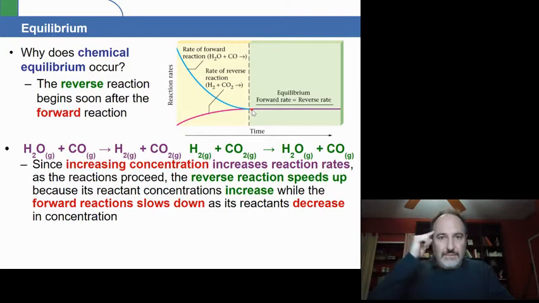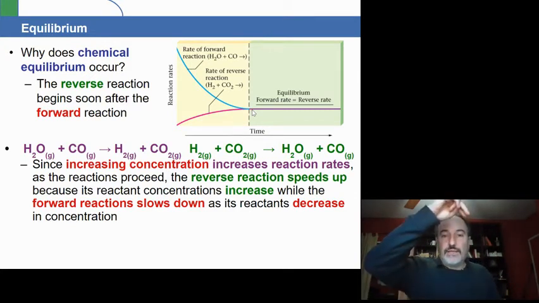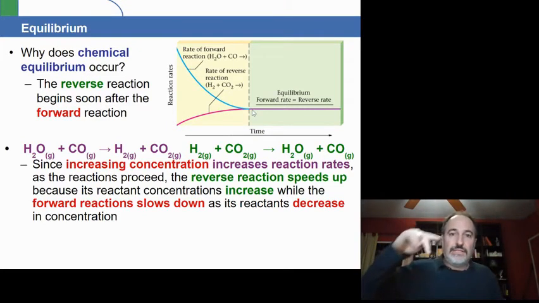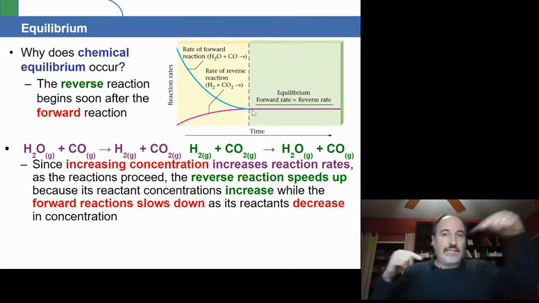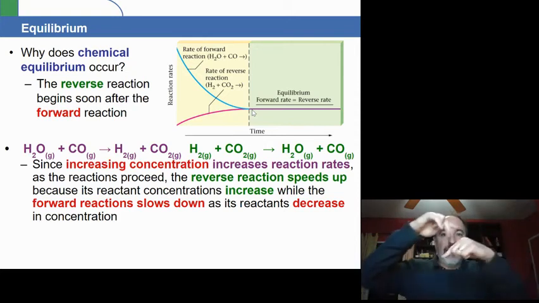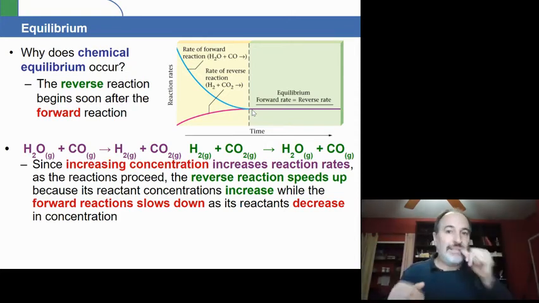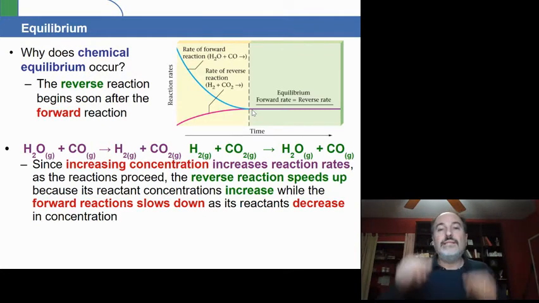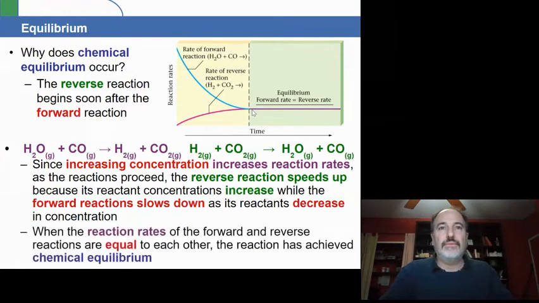All right. So it's kind of like you're going up the down escalator quickly. But you start slowing down and the escalator starts to speed up until you are going the same speed. Once the speeds match, that's when it's in equilibrium. So when the reaction rates of the forward and reverse reactions are equal to each other, the reaction has achieved chemical equilibrium. All right. Hopefully this makes sense.